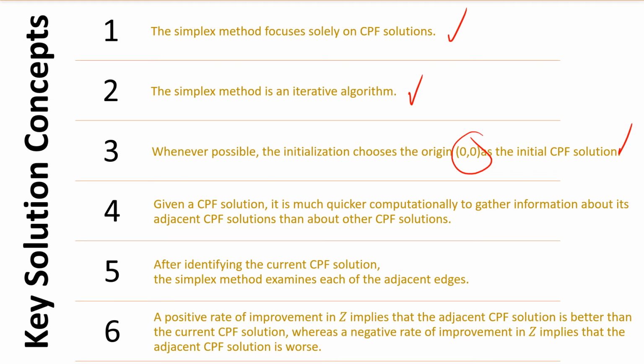Key solution number 4 says, given a CPF solution, it is much quicker to gather information about the adjacent solutions than about any other CPF solution. Key solution number 5, after identifying the current CPF solution, the simplex method examines each of the adjacent edges. And number 6, a positive rate of improvement in the performance measure implies that the adjacent CPF solution is better than the current CPF solution, whereas a negative rate of improvement implies that the adjacent CPF solution is worse.